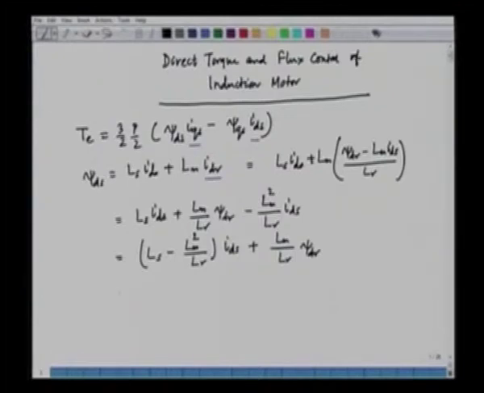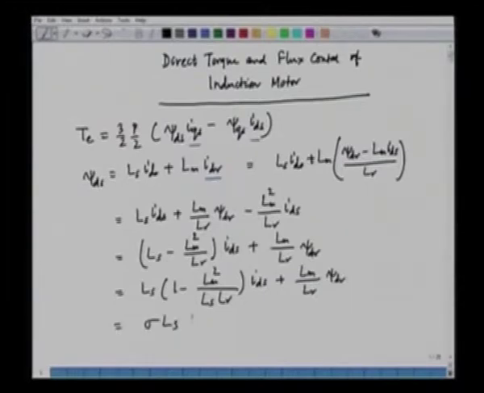Now we can write this as Ls into (1 minus Lm square by Ls Lr) into ids plus Lm by Lr into psi dr. That is equal to sigma into Ls into ids plus Lm by Lr into psi dr. Sigma here is called the leakage factor.